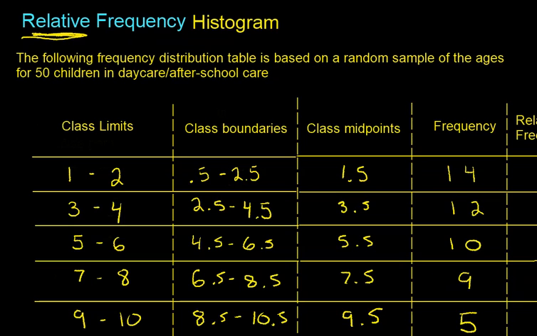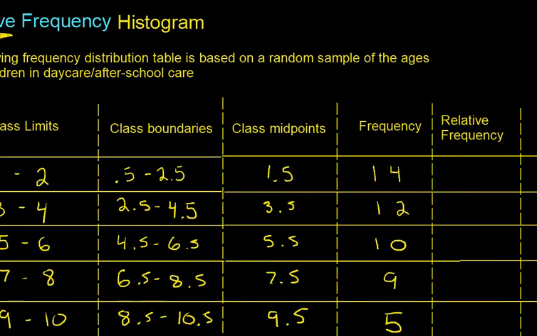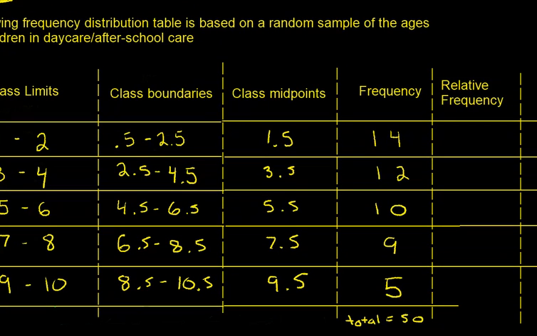First thing we're going to need to do is calculate this column over here. It's called relative frequency. So what is relative frequency? Relative frequency is the frequency relative to the total sample size. This data is the ages of 50 randomly selected children in after-school daycare. So the total sample size is 50. And so what is the frequency of 14 relative to the total?